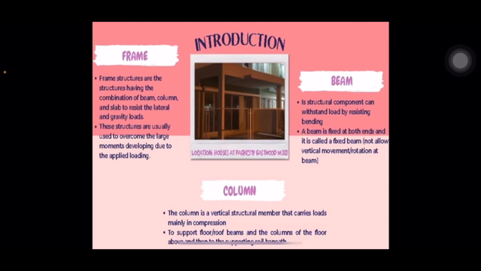Column. The column is a vertical structural member that carries load mainly in compression to support floor and roof beams, and the column of the floor above, and then to the supporting soil beneath. Beam. The structural component can withstand load by resisting bending, and a beam fixed at both ends is called a fixed beam. It does not allow vertical movement or rotation at the beam.